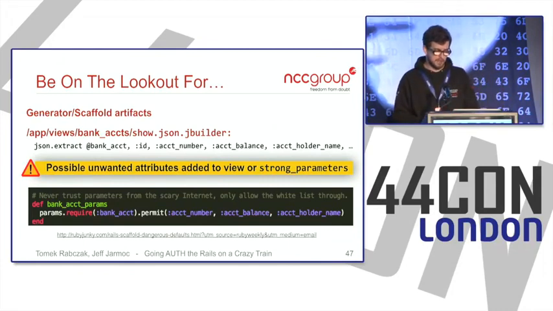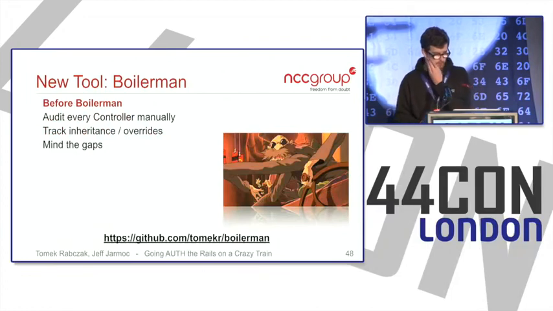So kind of looking at that, we want to introduce a new tool, which is called Boilerman. If you think about all the different controllers you can have in your application, and you were going to be assessing a Rails app, you would have to be looking through not only all of those controllers, but then all the classes they inherit from, and see what before actions they are declaring.